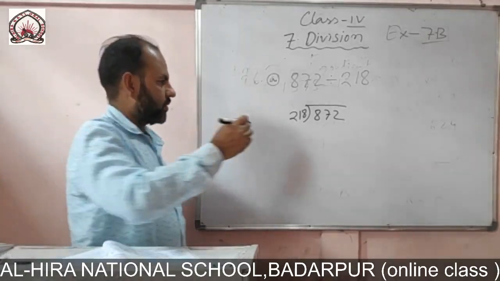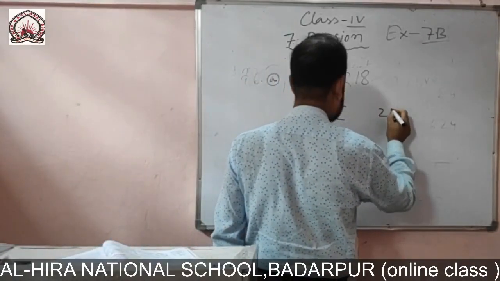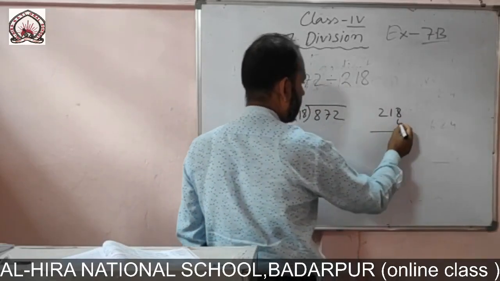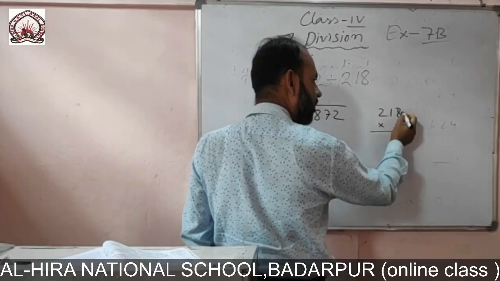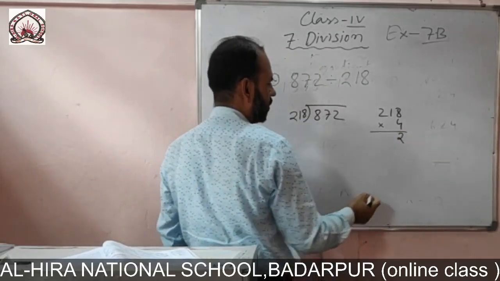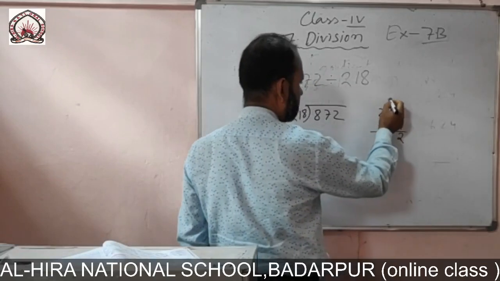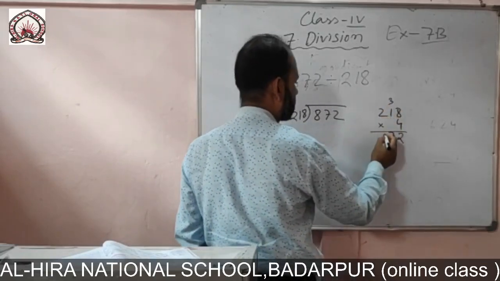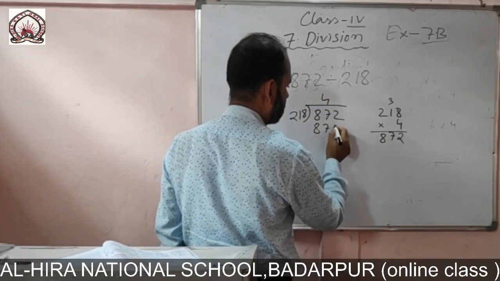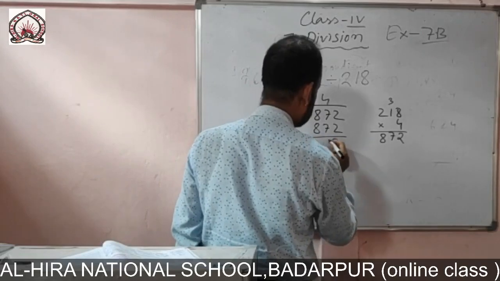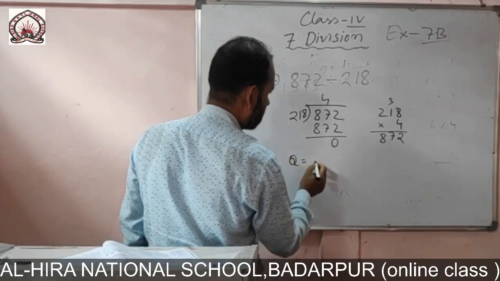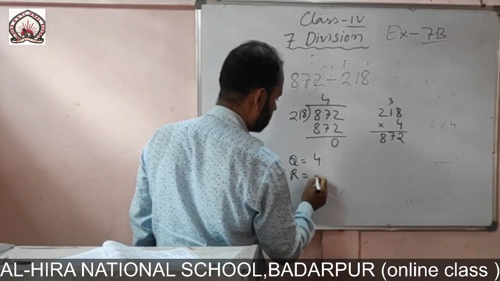218, how many times does it go? We try here 218. 4 times we see, then 4 times 8 is 32. 2 and 3 in my hand. 4 times 1 is 4 plus 3 is 7, and 4 times 2 is 8. Yes, exactly it is 4 times, then 872. Remainder 0. Quotient Q equal to 4, remainder R equal to 0.